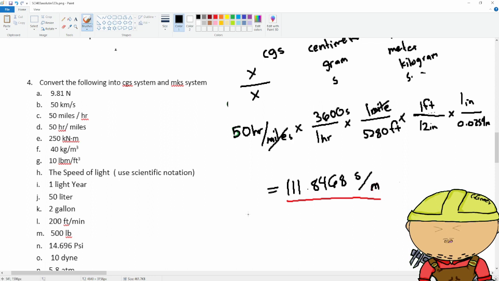How about our CGS? Let's start with this one. Seconds per meter, convert it. If meter is at the bottom or denominator, 1 meter over 100 centimeters. That will become 1.1185 seconds per centimeter. And that will be our CGS for letter D.